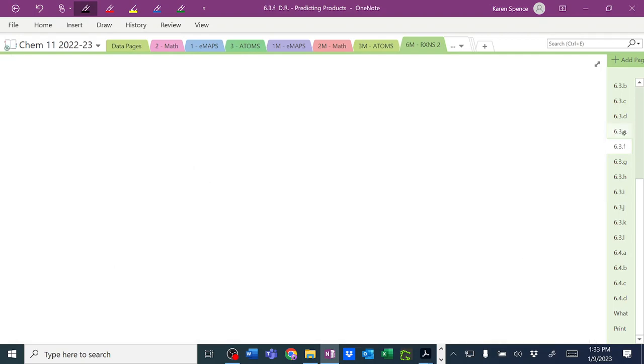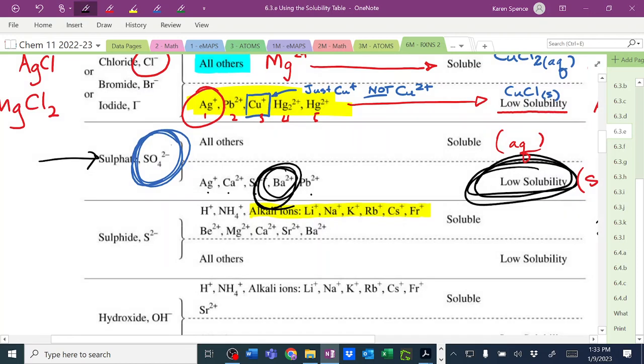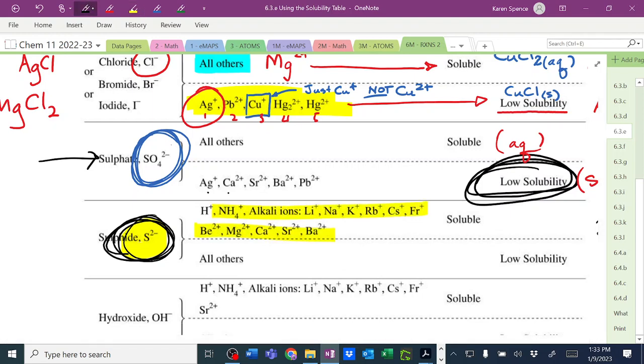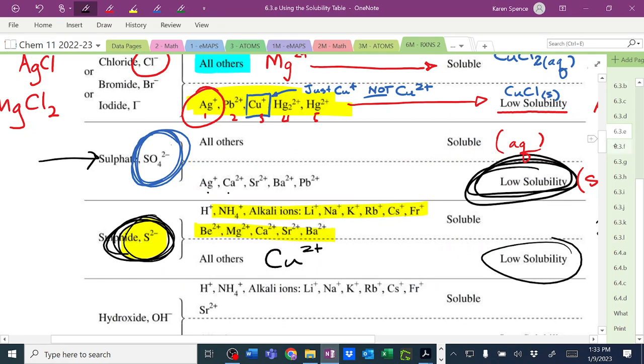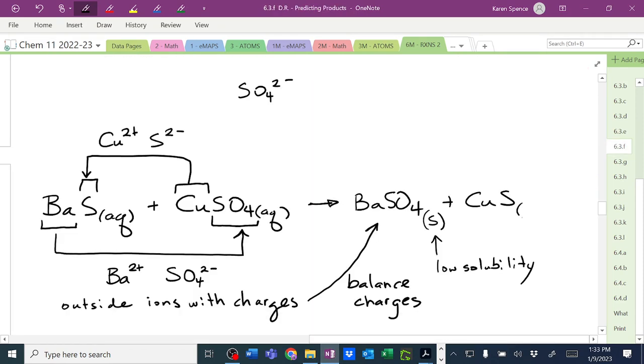Copper sulfide. Let's look up sulfide. Sulfide is here. Let's see if we can find copper. Do you see copper anywhere in here? No, therefore where is copper? Copper is down at the bottom. And so that's also going to be low solubility. Oops, I did the wrong thing there. I wanted to go here. So then we will write CuS solid.